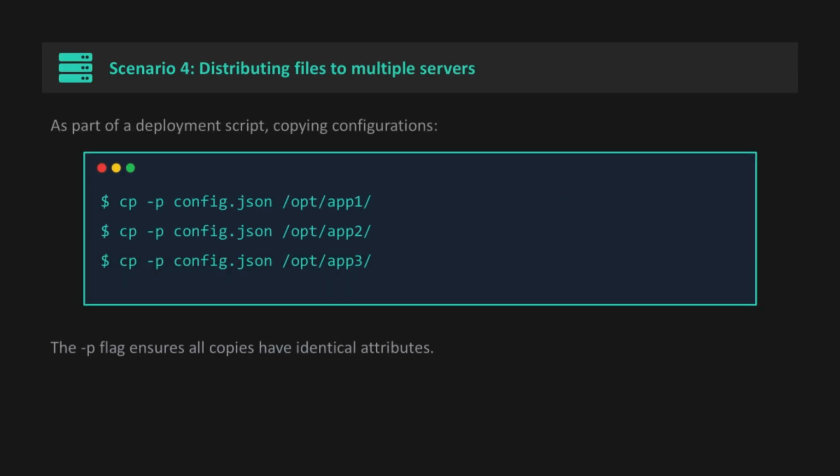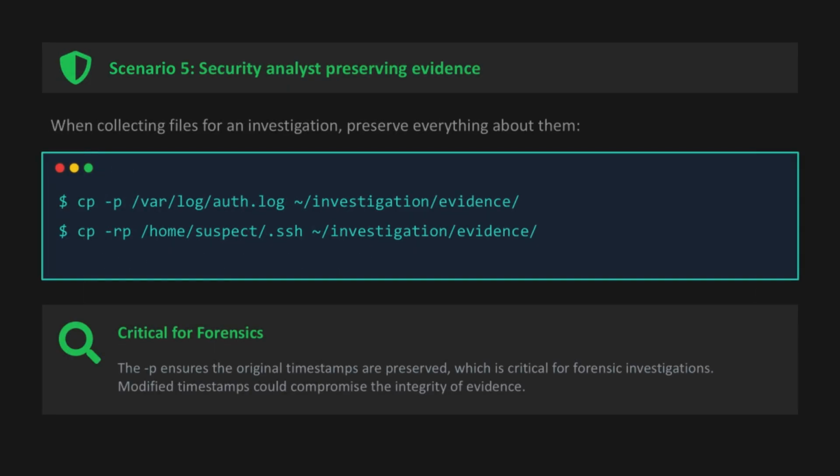As part of a deployment script, you might be distributing files to multiple servers, and you want to copy configurations. This code will work for that. Notice you're using the P flag to preserve the metadata. Perhaps you're collecting files for an investigation as a security analyst, preserving evidence, and you want to preserve everything about them. You can use this code for that. The P ensures the original timestamps are preserved, and that's critical for forensics. And then you're using the RP to make sure you're getting everything.